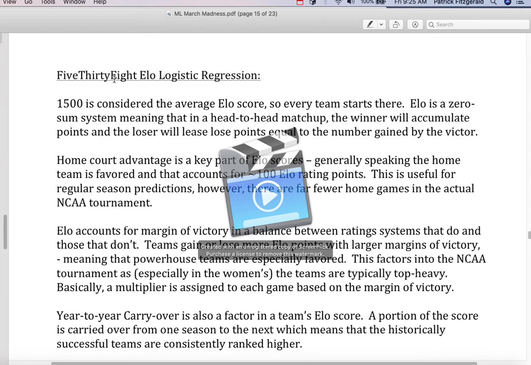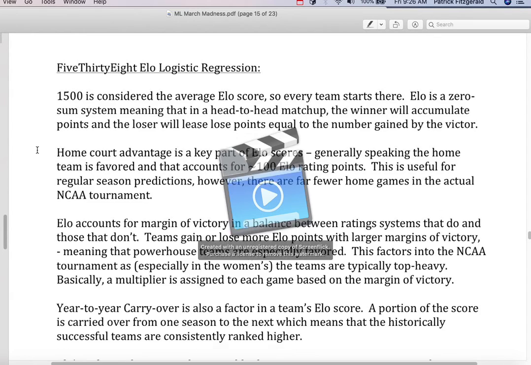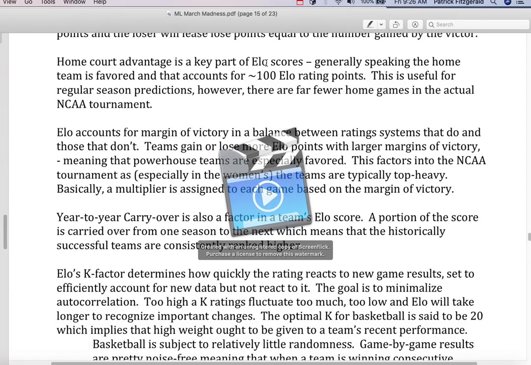The 538, again, he's a Kaggle user, ELO logistic regression. And so I'm going to start by explaining ELO here. 1500 is considered the average ELO score, so every team starts there. It's zero sum, meaning that in a head-to-head matchup, the winner will accumulate points and the loser will lose points equal to the number gained by the victor. Home court advantage is a key part of ELO scores.